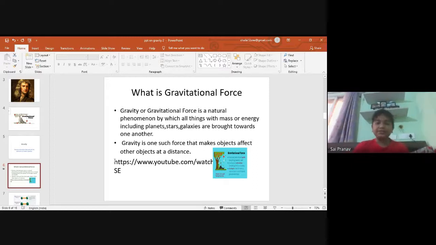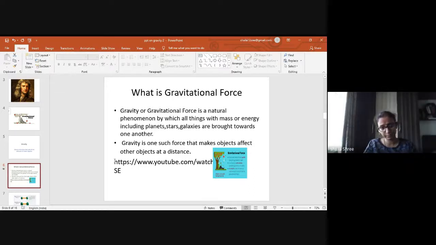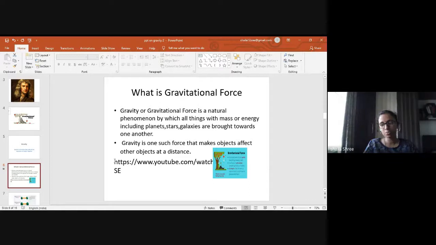Gravity is one such force that makes objects affect other objects at a distance. So, what did you understand from this one, Adi? I understood that it's a phenomenon in which galaxies and all are brought towards one another. Like they are pushed or pulled towards each other, like a magnet. And also, gravity is a force that makes objects affect other objects at a distance.